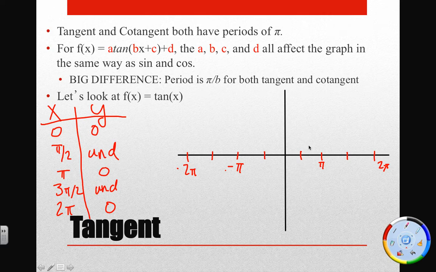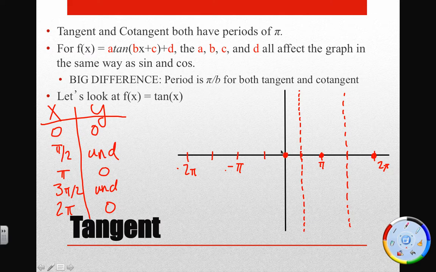Okay, so now we have to figure out what's going on here. We do have a point at 0, 0. That's good. But what happens at pi halves? It's undefined. Well, what do we put at undefined? I hope everybody out there says, oh, it's an asymptote, and it is. So we put an asymptote here at pi halves. At pi, it's 0. At 3 pi halves, it's an asymptote again. And at 2 pi, it's 0. Well, that doesn't really show me anything of what's going on.